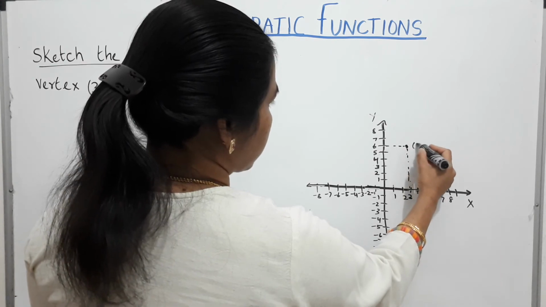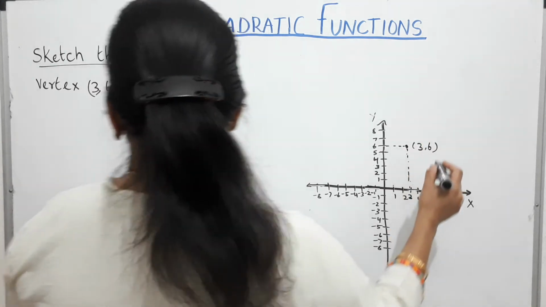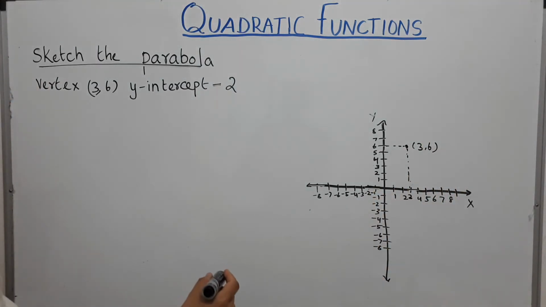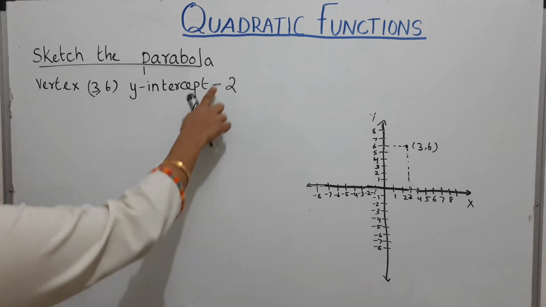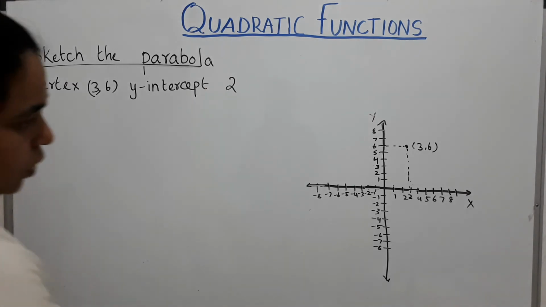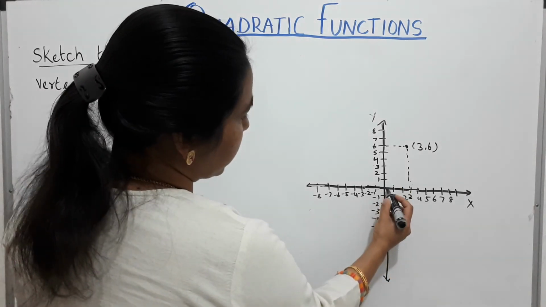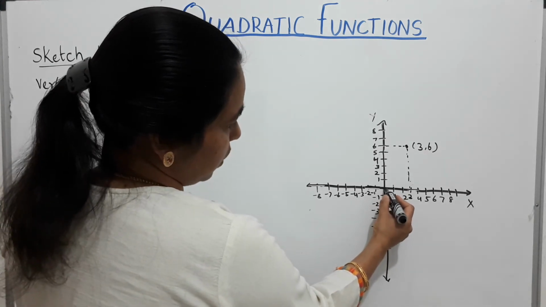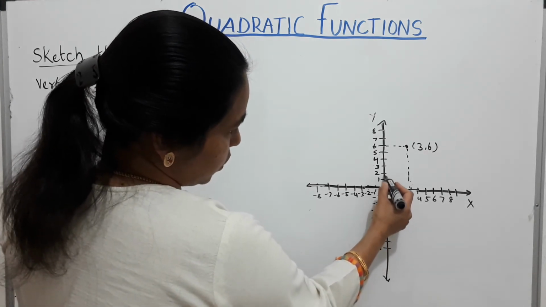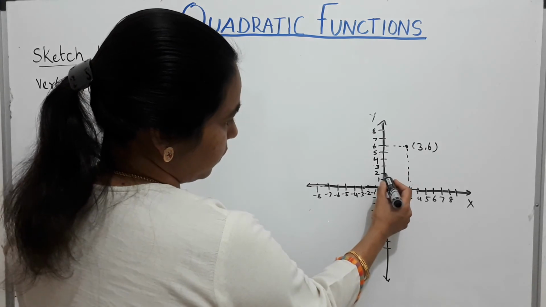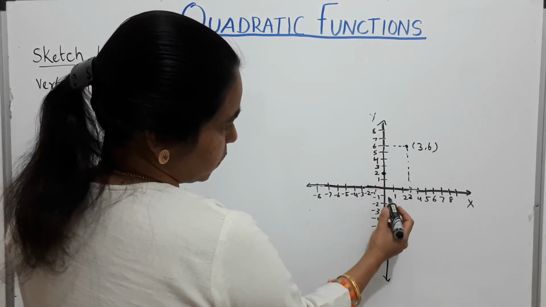So that is (3, 6). And also the y-intercept is minus 2. Sorry, the y-intercept is just 2. So the y-intercept is here. Y-intercept means when x is equal to 0. So when the x value is equal to 0, the intercept is 2. Which is this point.